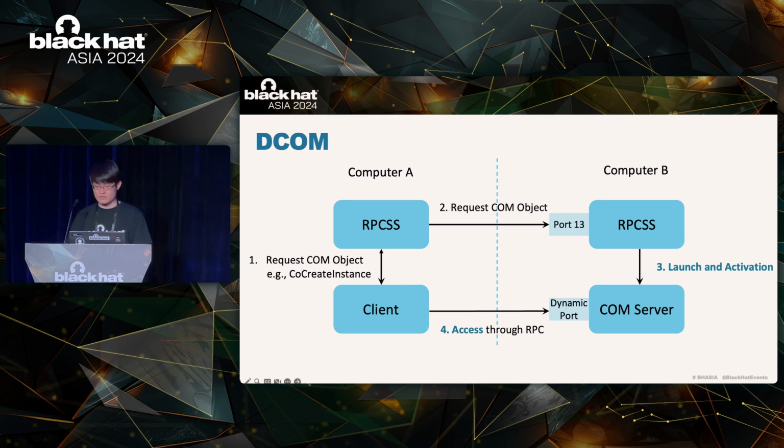The workflow of DCOM is similar to the out-of-process COM, except that the client and server are on different machines. The client needs to communicate with the local RPCSS first. The local RPCSS then forwards the request for the COM object to the RPCSS on the remote machine. The communication protocol between the two machines is RPC over TCP/IP.